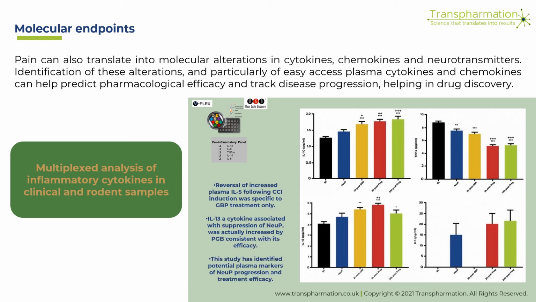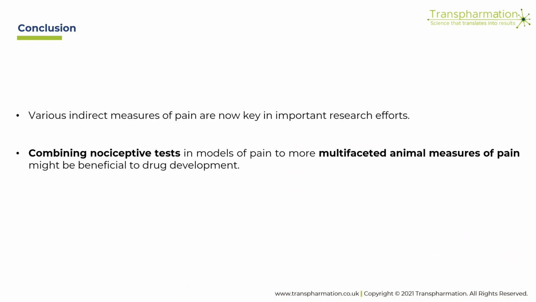Similarly, we have identified potential plasma markers for neuropathic pain progression in a model of traumatic neuropathic pain. We also identified alterations in the inflammatory profile that are specifically related to particular treatments, pointing to good biomarkers for treatment efficacy. We can conclude then that various indirect measures of pain can now be key in important research efforts, and that combining nociceptive tests with more multifaceted animal measures of pain might be beneficial to drug development.